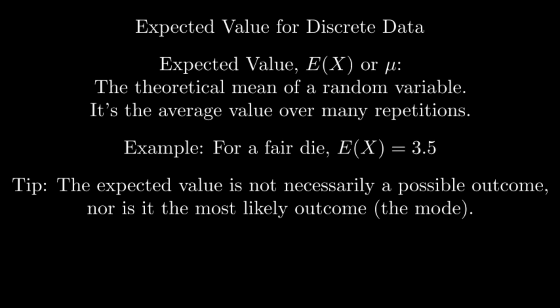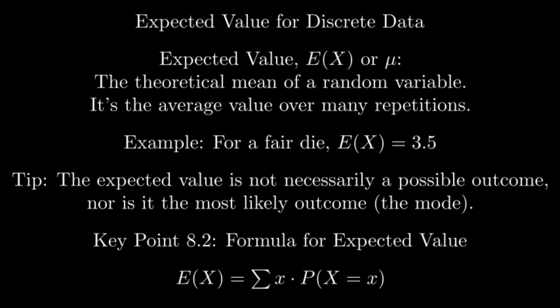So how do we calculate it from a probability distribution? We use a formula that gives us a weighted average. The formula for the expected value E of x is the sum, that's the sigma, of each possible value x multiplied by its probability, P of X equals x. You take each outcome, weight it by how likely it is to occur, and then add them all up. This formula is one of the most important ones in this chapter, so make sure you understand it and commit it to memory.